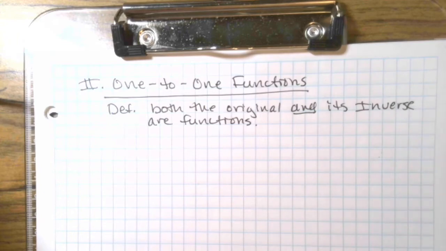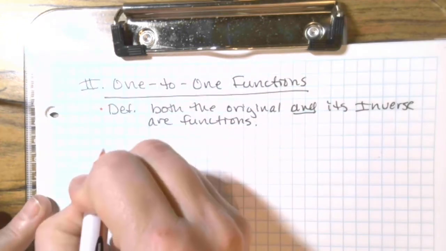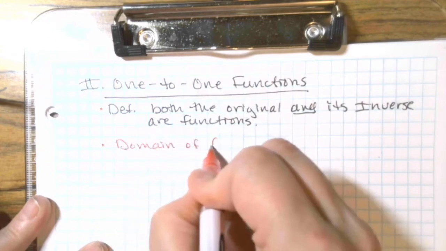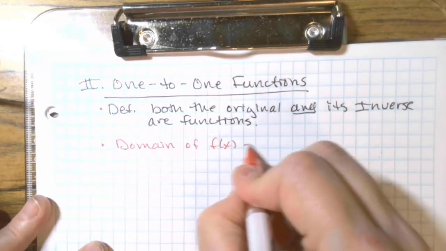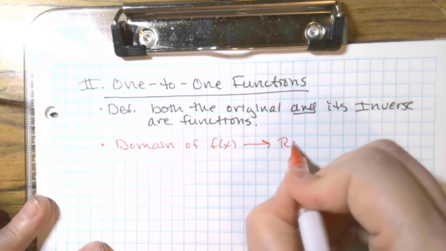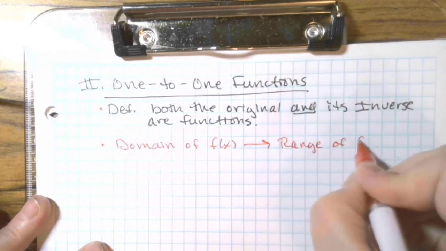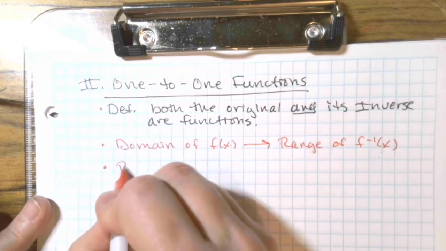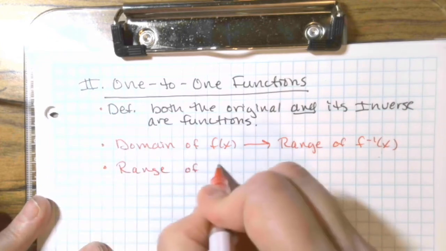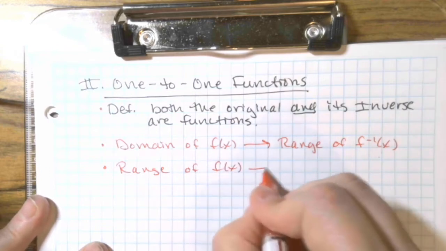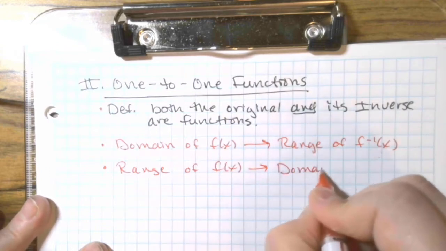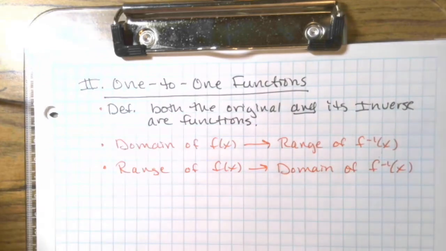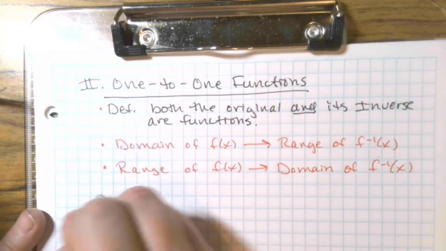One-to-one functions, another nice characteristic of them, is that the domain of f of x, the original, is equal to the range of the inverse. It goes the other way. The range of the original function is actually the domain of the inverse. All right, so let's do an example of this.